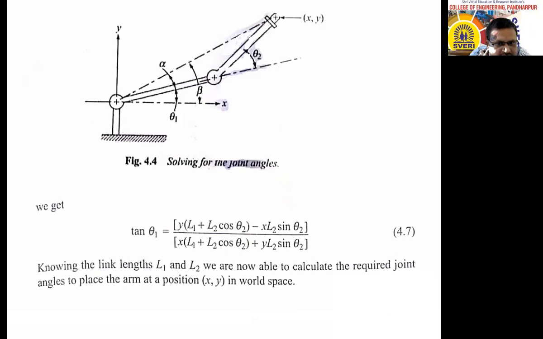Now, this figure 4.4 solving for the joint angles. Now we get, therefore, tan of theta 1 is equal to y into bracket L1 plus L2 cos theta 2 minus x L2 sin theta 2 divided by x into bracket L1 plus L2 cos theta 2 plus y L2 sin theta 2, equation 4.7. Knowing the link lengths L1 and L2, we are now able to calculate the required joint angles to place the arm at a position XY in world space.